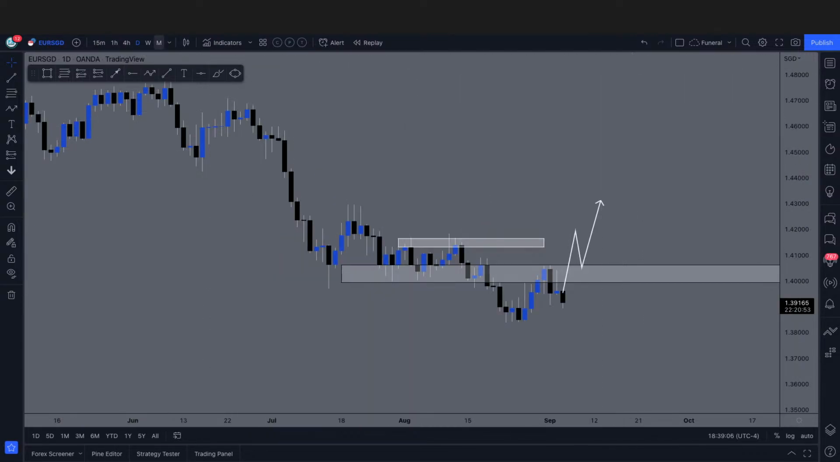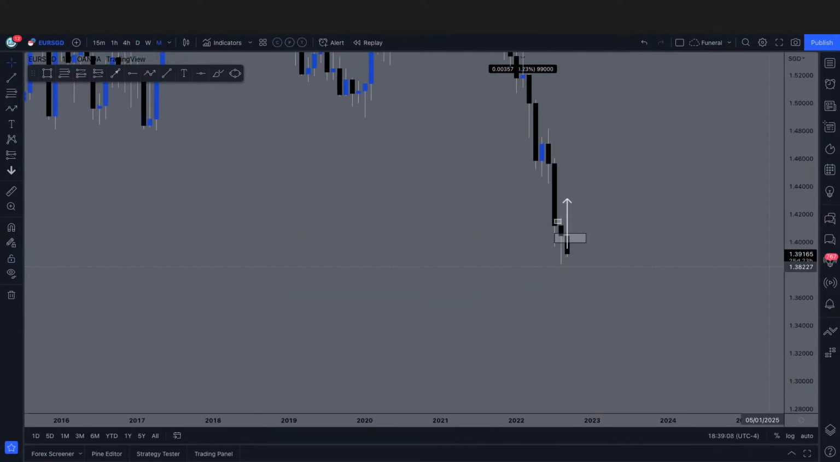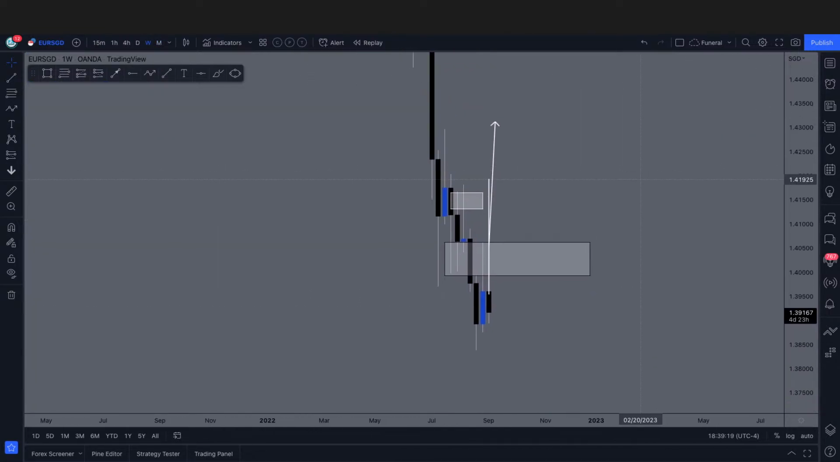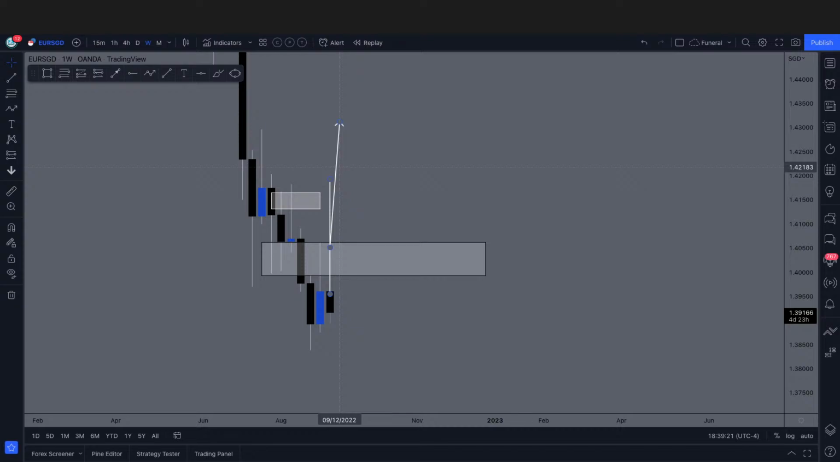EUR/SGD from the monthly time frame is pushing to the downside quite aggressively. We have some support. This monthly candle is still open, so it can still fluctuate. It is not a closed monthly candle, but if we look at it from the weekly time frame, we can see that we've had this move to the downside, started this rejection, or this retracement, and we got rejected from previous structure support, now turned resistance.